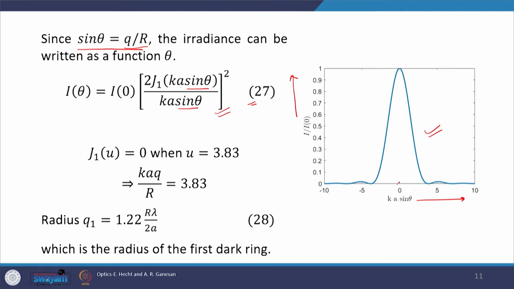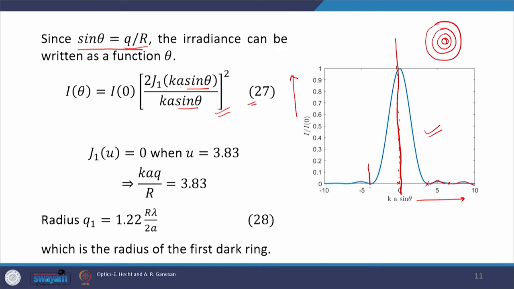Now, this has a maxima here, which is at k sin theta equal to 0 or theta equal to 0, and then a minima and then a secondary maxima, again minima and then again maxima and then minima. This type of pattern is called a Bessel pattern. And if you rotate it around this axis, then you will find a concentric circular ring pattern. Therefore, a circular aperture gives rise to a Bessel pattern, and this would look like concentric circular rings, and this is the Airy function.